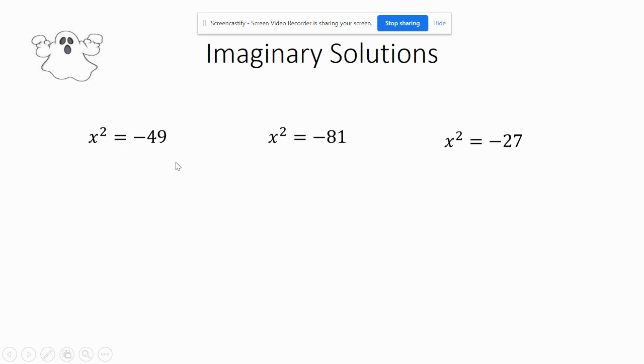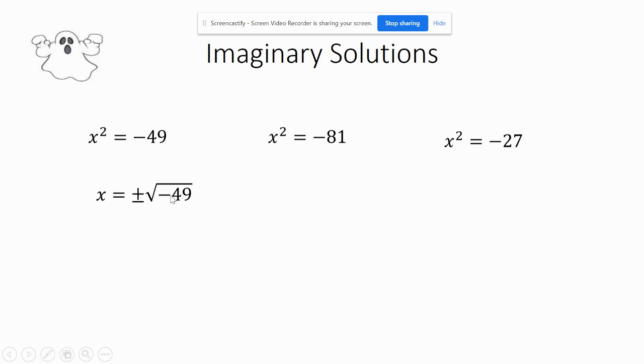And the reason we have this is because technically to find this answer, I square root each side and I can have a positive or negative. What's negative 49? No, I need the square root of negative 49, but there's a positive answer to that and a negative answer to that.